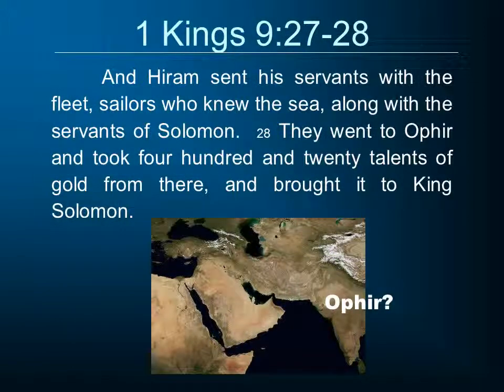Well, Hiram sent his servants with the fleet because the Jews were not that good at sailing. So instead we have Phoenician sailors who knew the sea along with the servants of Solomon. And they went to Ophir. We're not sure exactly where that is. Might be another name for India. And they took 420 talents of gold from there and brought it to King Solomon.